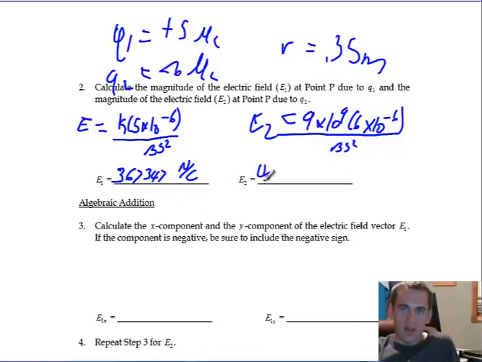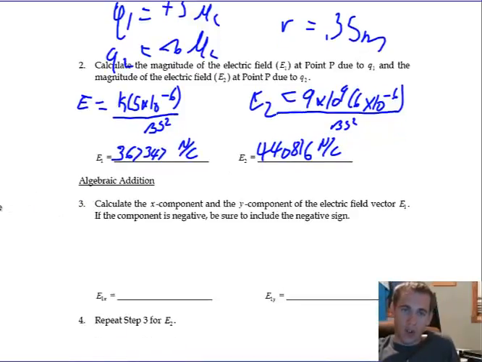440,816 newtons per coulomb. So what this means is for every coulomb of charge that comes into this field at this point, it's going to feel 440,000 newtons of force.